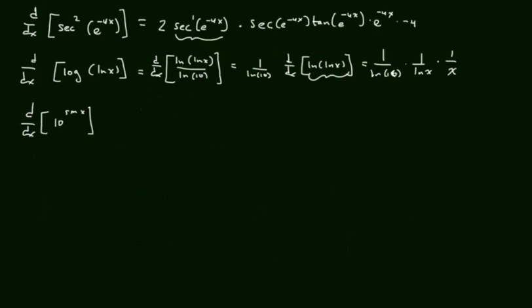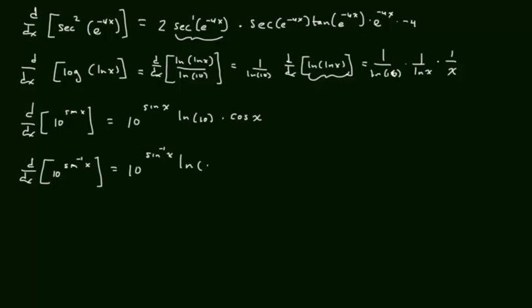Derivative with respect to x of 10 to the power of sine x. So this is going to be a to the stuff, natural log a, derivative of stuff. How about the derivative with respect to x of 10 to the inverse secant of x? 10 to the inverse secant of x, natural log of 10 times 1 over the square root of 1 minus x squared.